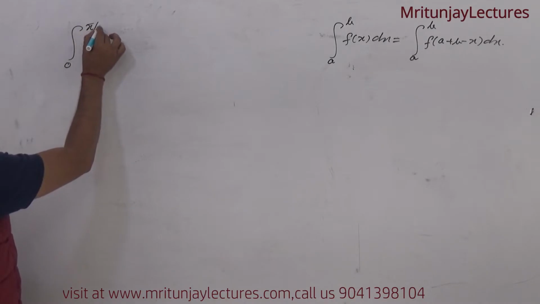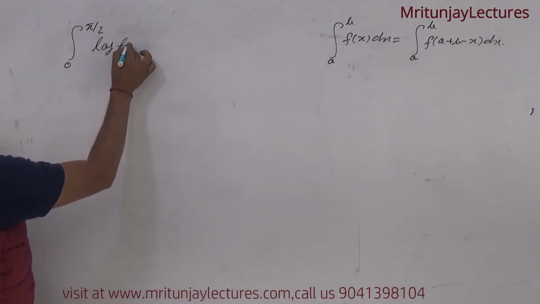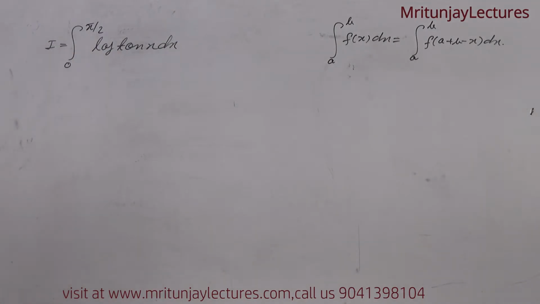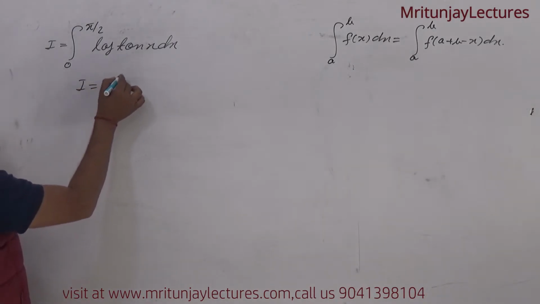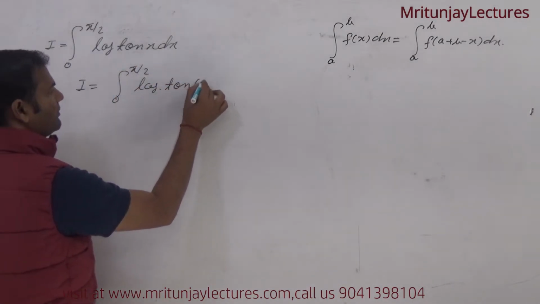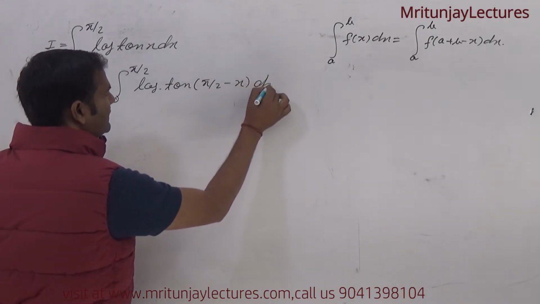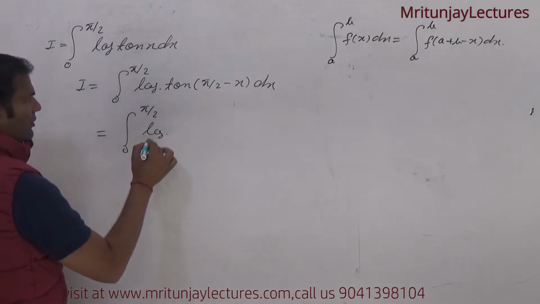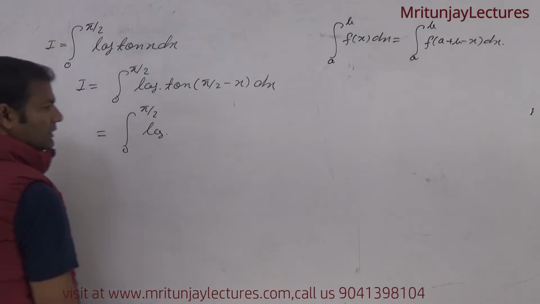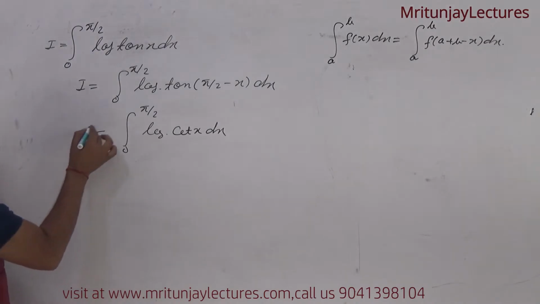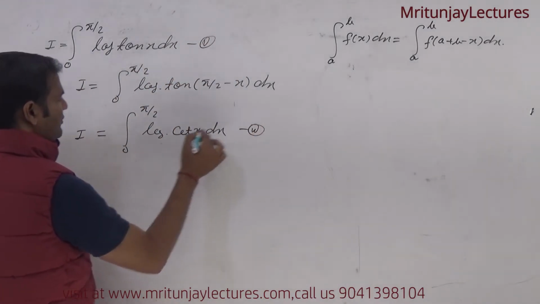Now, the integral from 0 to pi by 2 of log of tan x dx, this is I. Our motive is to determine I. I know that we apply the fourth property: I equals the integral of log of tan of (pi by 2 minus x) dx. Now this is written as log of cot x dx. This is equation number 1 and this is equation number 2.